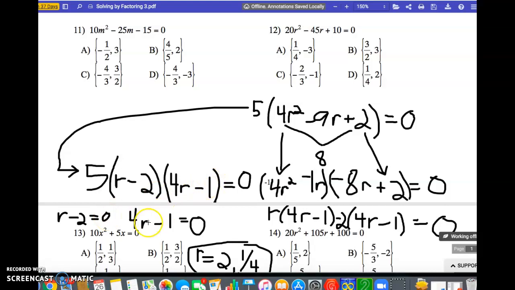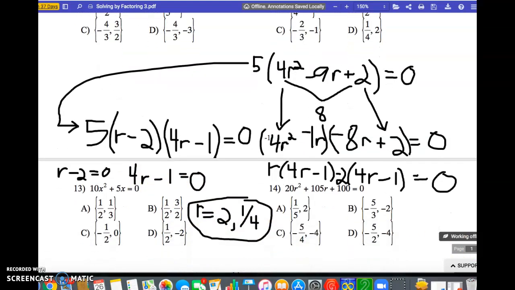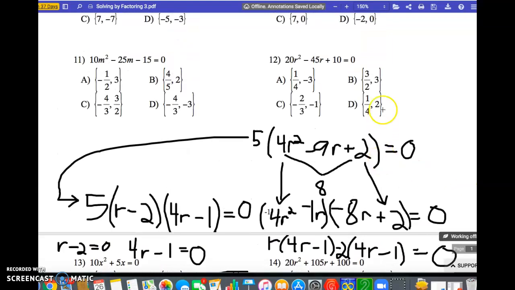Lastly, you take the r minus 2 and make it equal to 0, and the 4r minus 1, make it equal to 0. Notice that we do nothing with this 5, but we get two answers from these two. Add the 2 over, you get a 2. Add the 1 and divide by 4, you get 1/4. So that ends up being your final answer: r equals 2 and 1/4. If we go back to look at your answer choices, there it is. It's option D, 2 and 1/4.